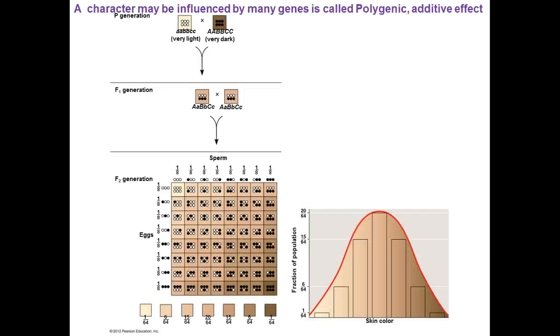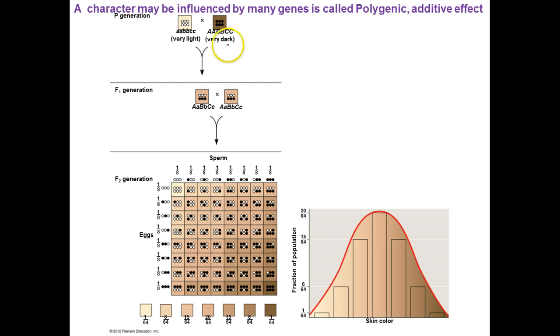Now, another type of inheritance pattern, here as an example, is polygenic. Polygenic traits have an additive effect, meaning there are several sets of genes that affect the phenotype. So here, for example, you have skin color. Now, skin color is affected by 3 sets of genes. So if you're very light, you're all recessive. If you're very dark, you have all the dominants. So the more dominant traits you have, the darker you're going to be, or the fewer dominant traits you have, the lighter you're going to be.